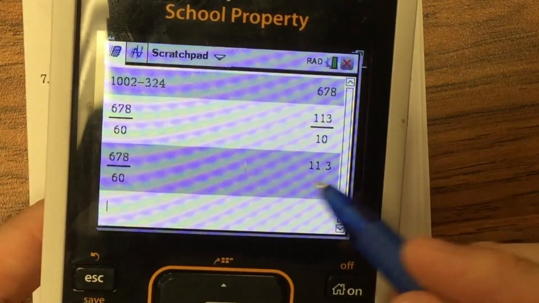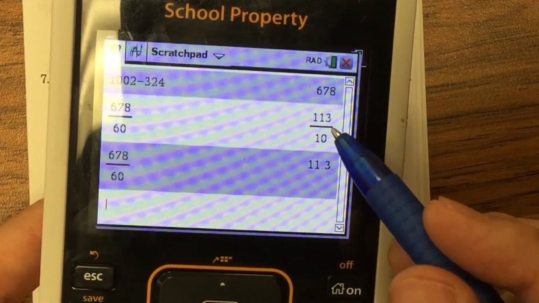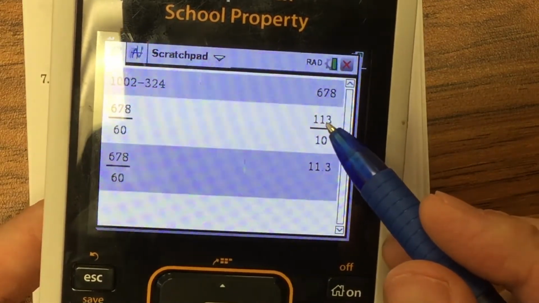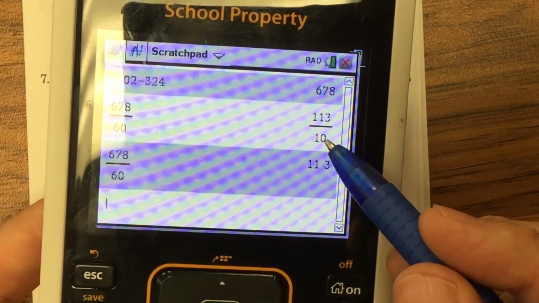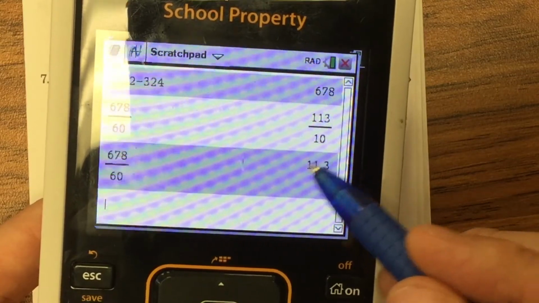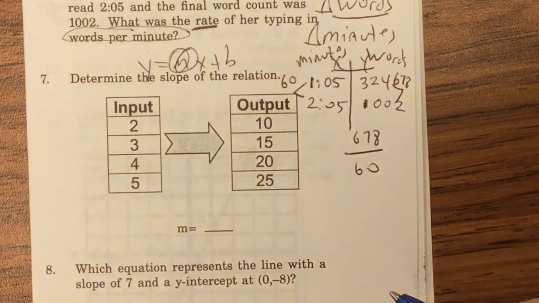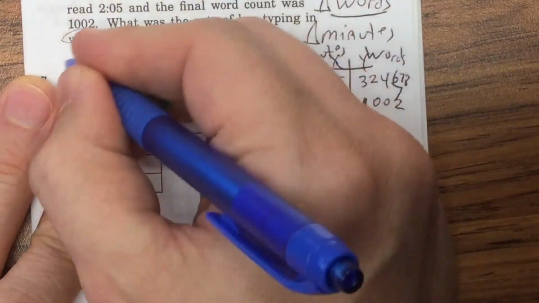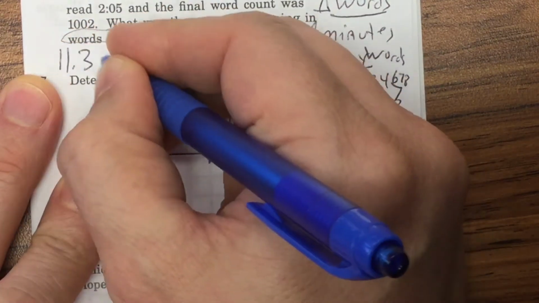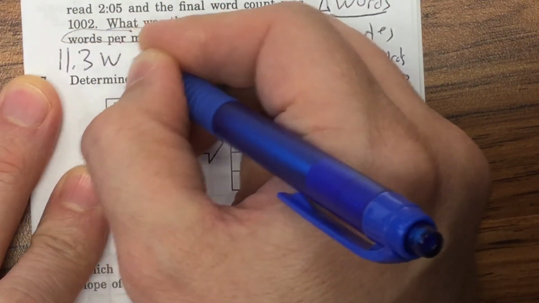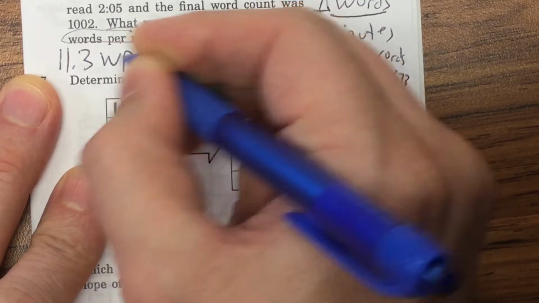This is an exception where you don't keep the fraction, because you don't want the words per 10 minutes, you want the words per minute. So it'd be 11.3 words per minute. 11.3 words per minute. I'll just put WPM to save a little space.